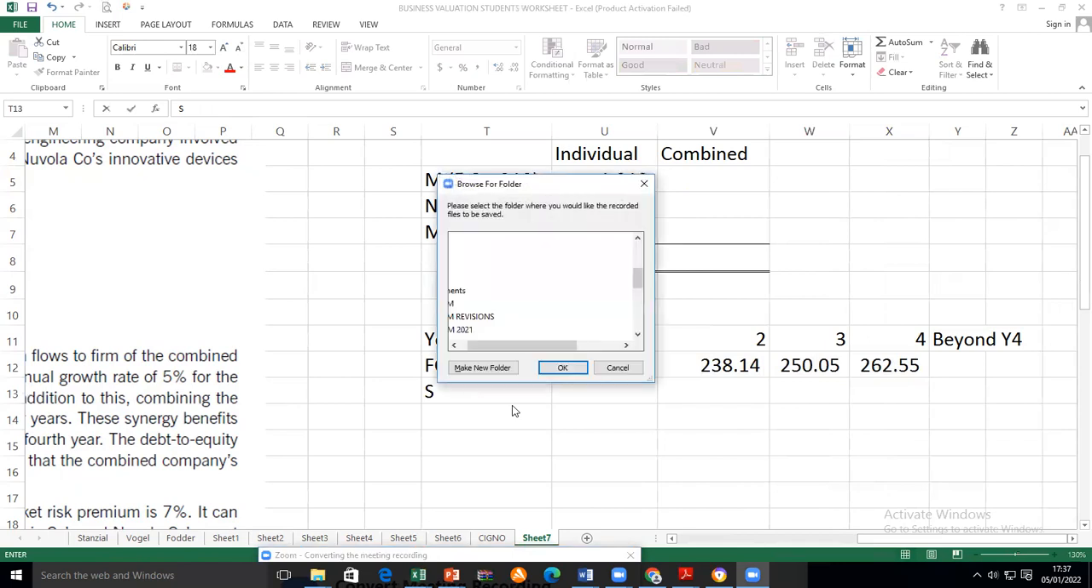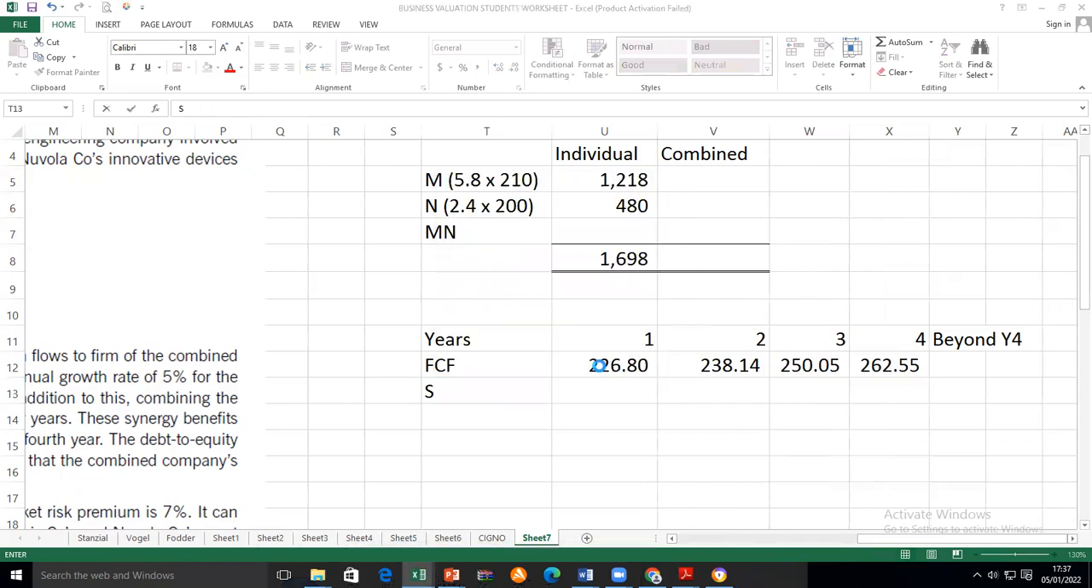Synergy. Is synergy also increasing because of inflation? No. They say no. Okay. There we are.